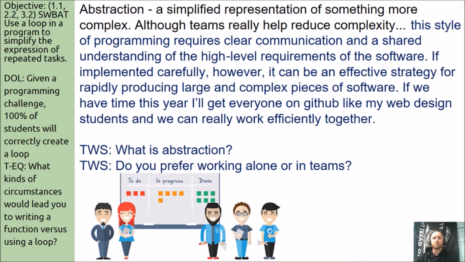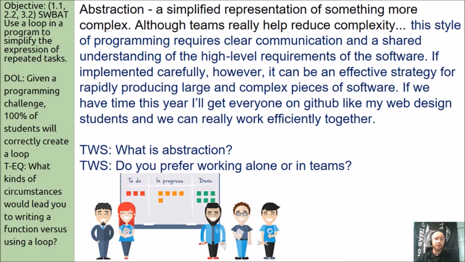Although teams really help reduce complexity, this style of programming requires clear communication and a shared understanding of the high-level requirements of the software. If implemented carefully, however, it can be an effective strategy for rapidly producing large and complex pieces of software. And if we have time this year, we'll spend a lot more time on GitHub, where that's the actual purpose behind a website like GitHub, is working together collaboratively on separate pieces of software.